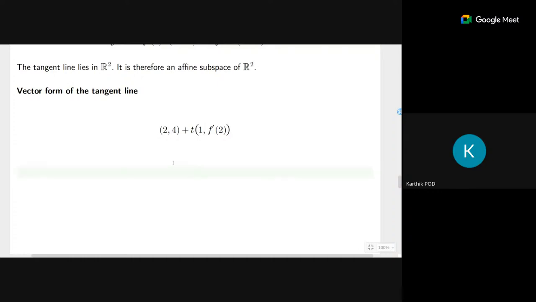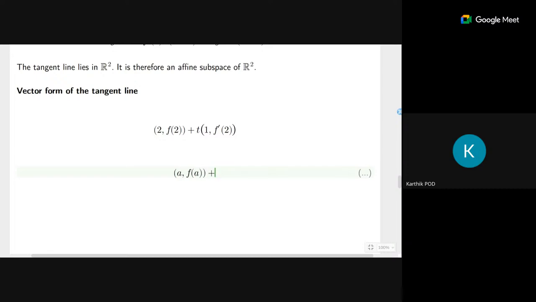Okay. So if you want to find the vector form of the tangent line in R2, but for a single variable function, at any point a, what will be the function's value? f of a, right? So this is at x equal to 2, y equal to f of x, which is f of 2, right? F of 2 is 4. So this is a comma f of a, the function's value. The tangent line has to pass through this point.